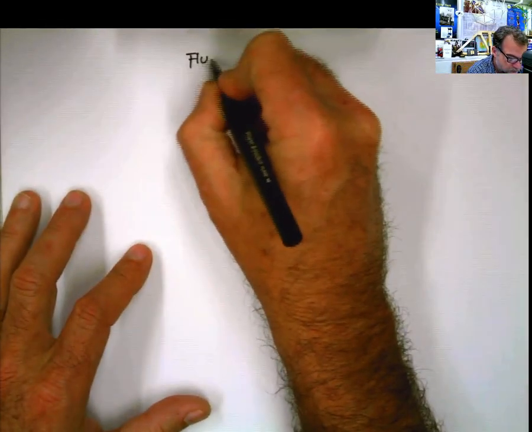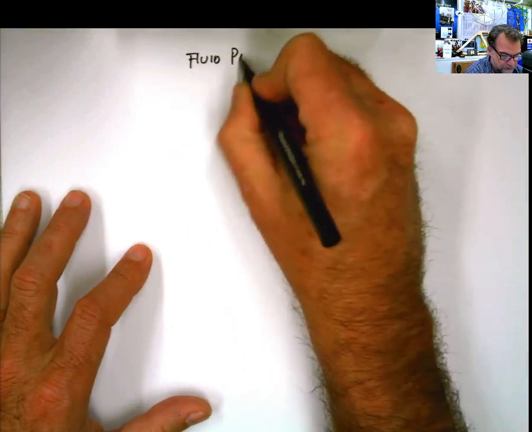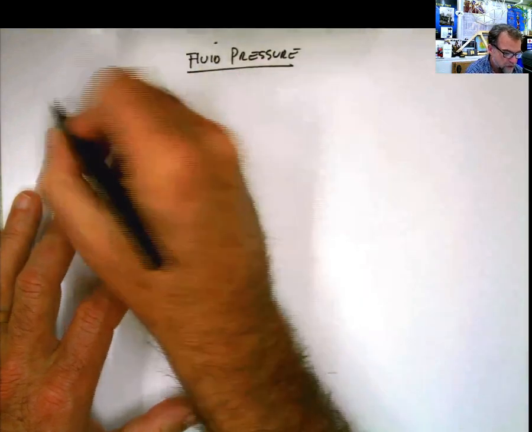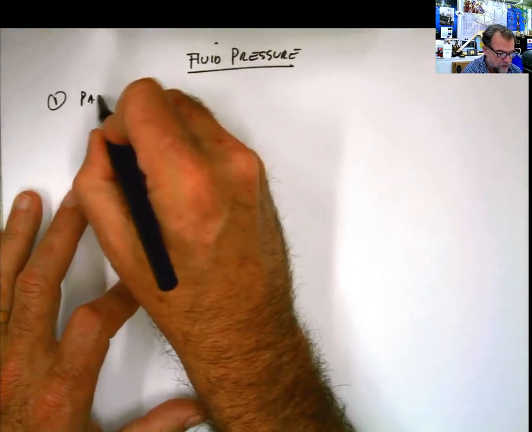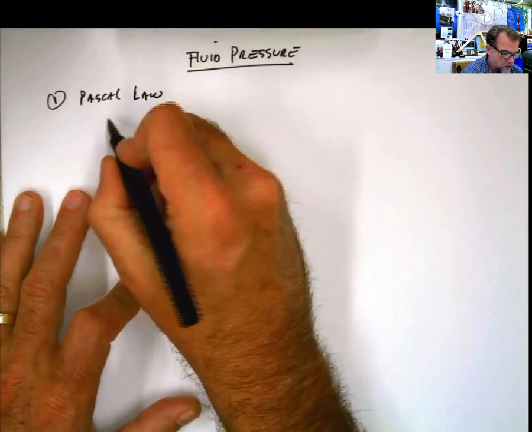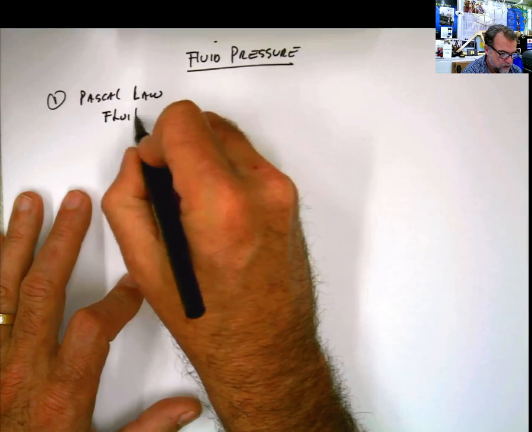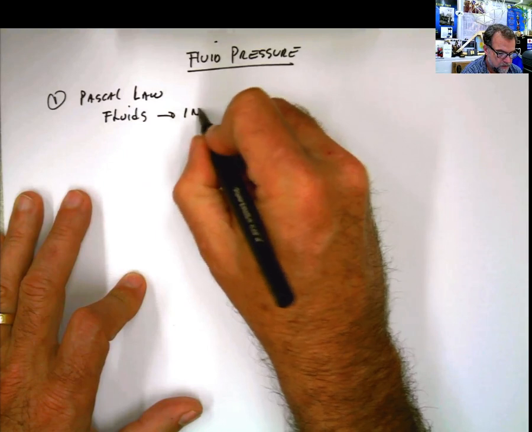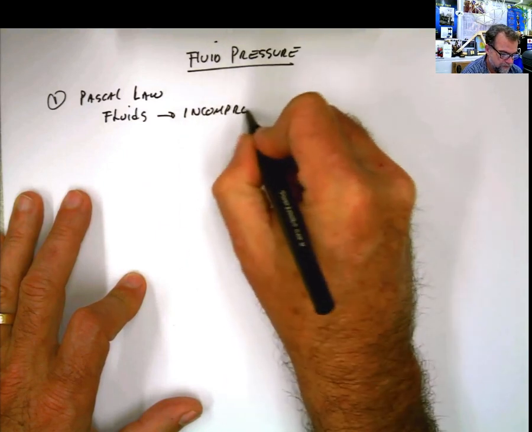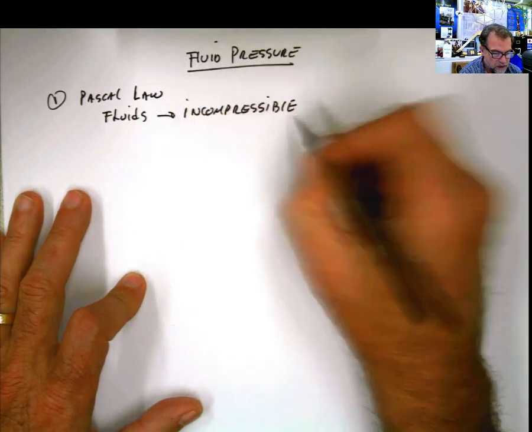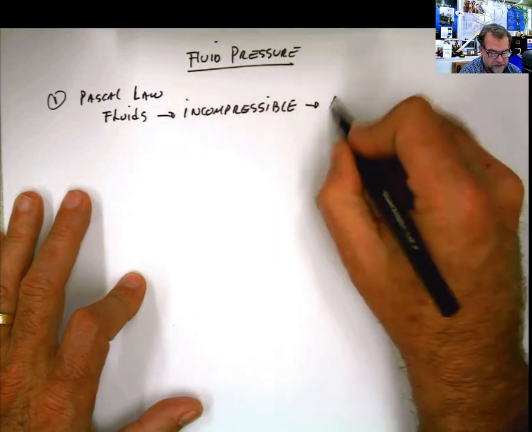So, fluid pressures. Fluid pressure, remember, is first based on Pascal's law, and we deal with fluids, of course, and we assume those fluids are going to be incompressible. Incompressible fluids, meaning liquids, basically. That's what we're going to do.